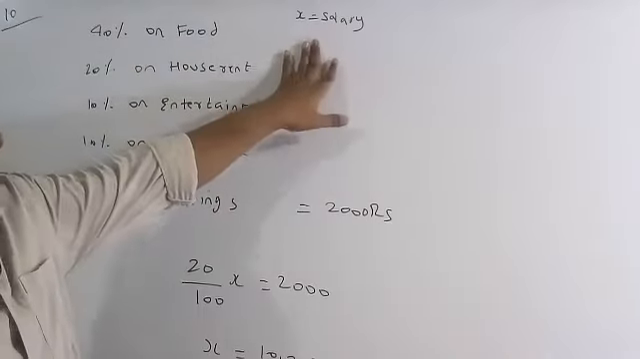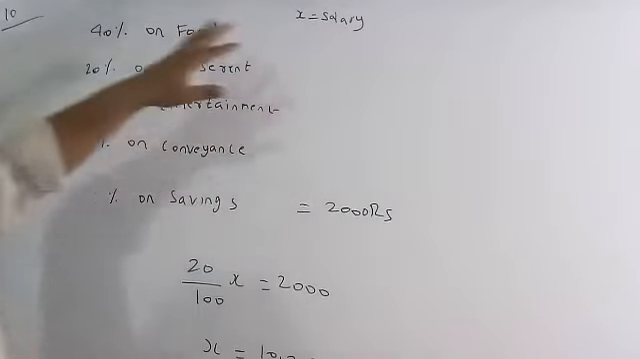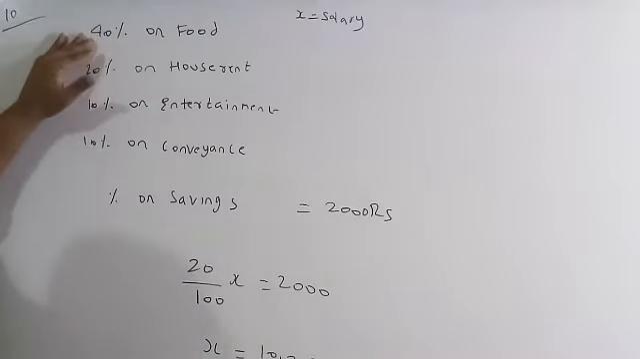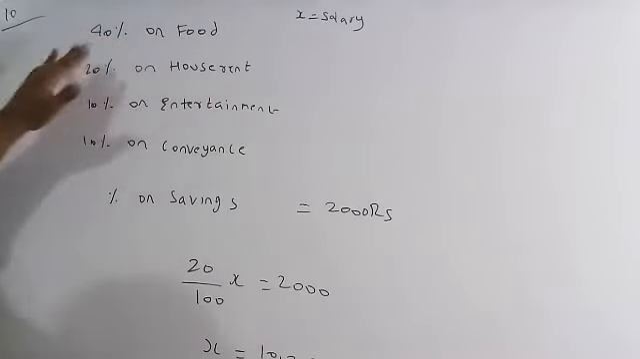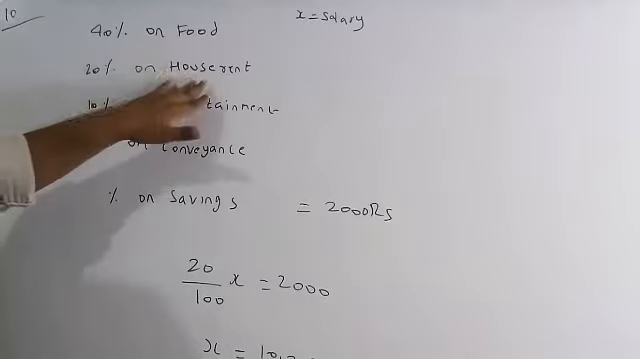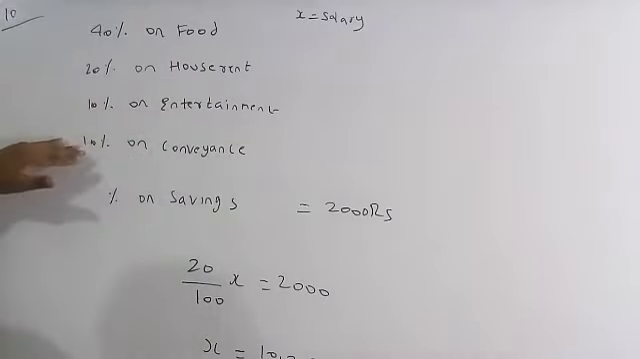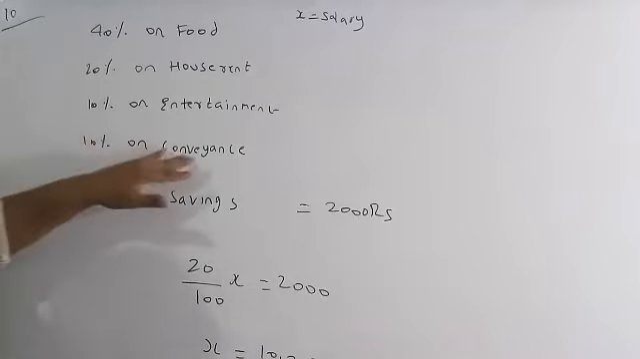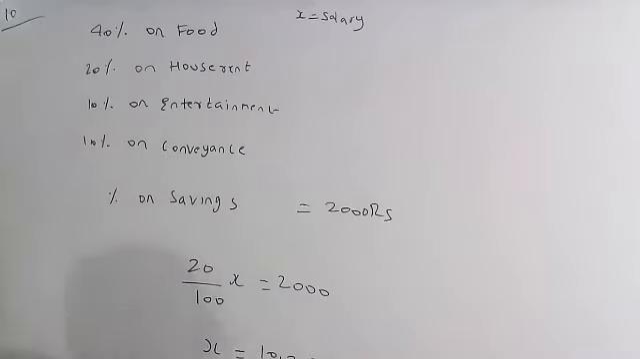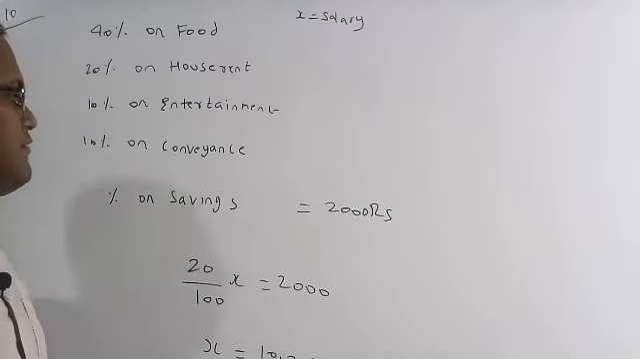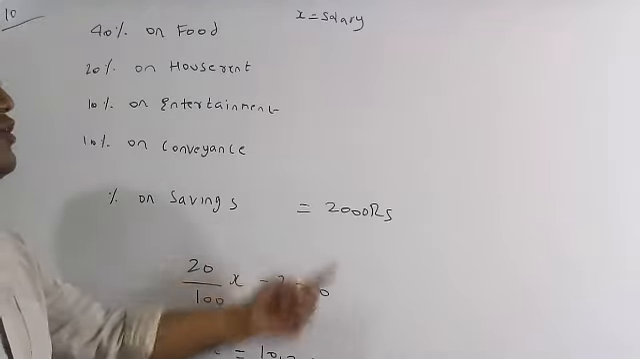Let me assume x is the salary of Raju. In the question they are given that 40% of his salary is spent on food, 20% on the house rent, 10% on entertainment and 10% on conveyance. At the end of the month, the amount he is going to save is only 2000 rupees.